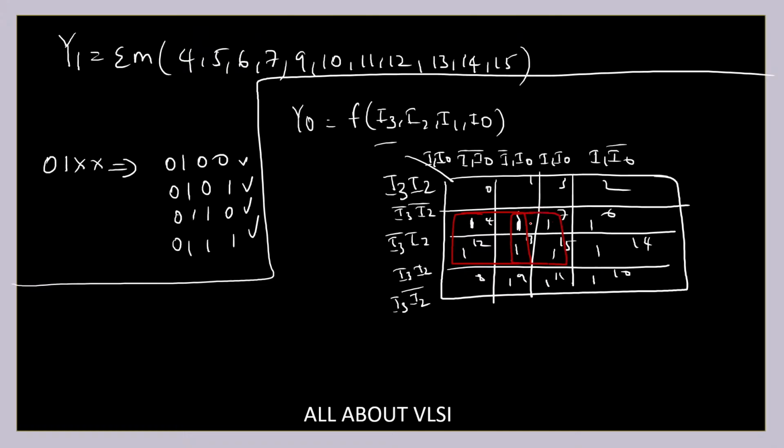And what else do we have? 1, 2, 1, 2, 3, 4. This also we can group. And this is one more quad, and this is one more quad. I'm getting this many quads.